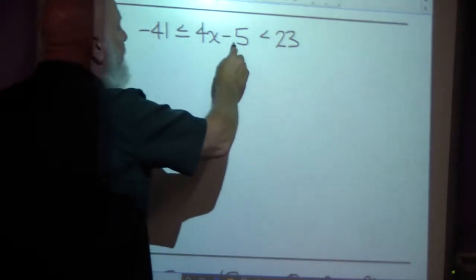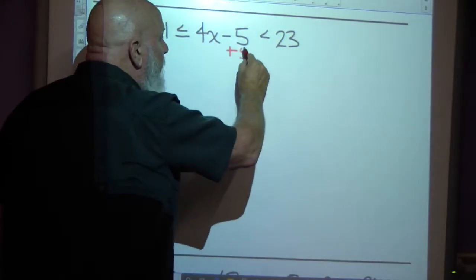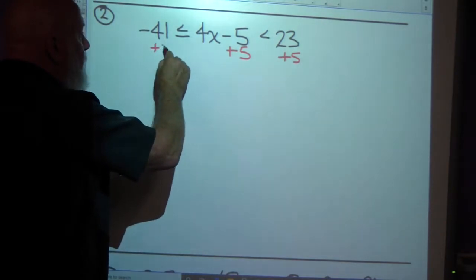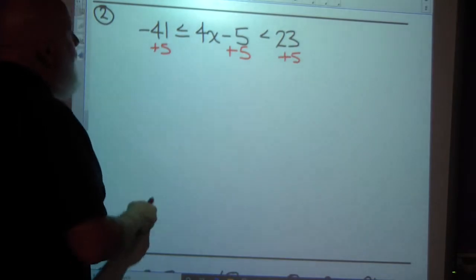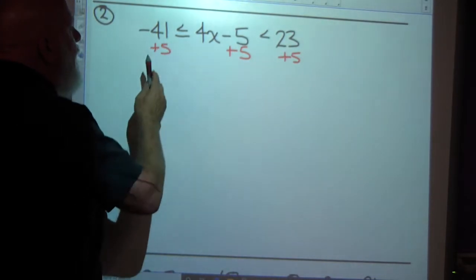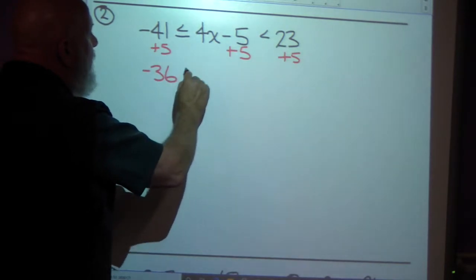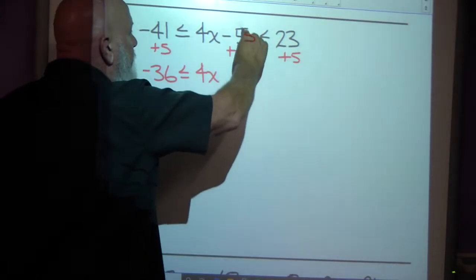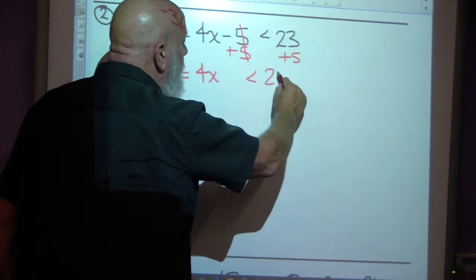So here we go. I'm going to add 5 to get rid of this. I'm trying to get x by itself. So I get rid of this by adding 5 in 3 places. Think of them as if they were equal signs. They're not. But then I rewrite my inequality. What is that? Negative 36 is less than or equal to 4x, which is less than, was that 28?